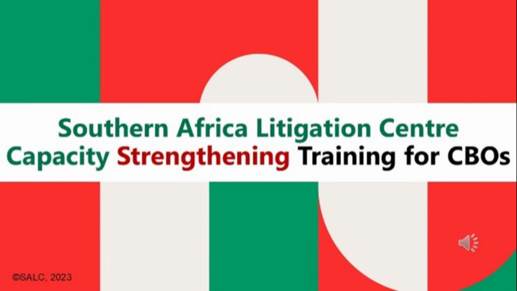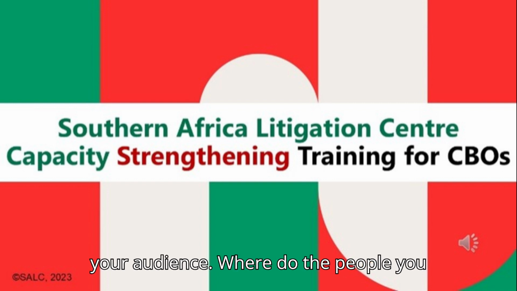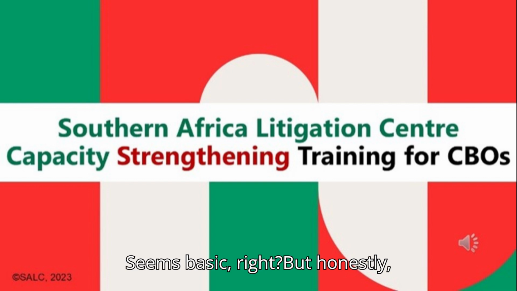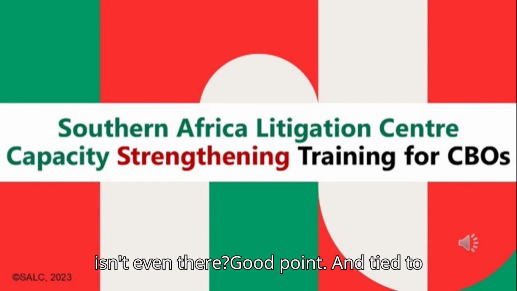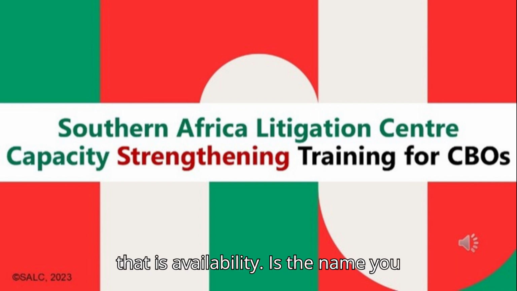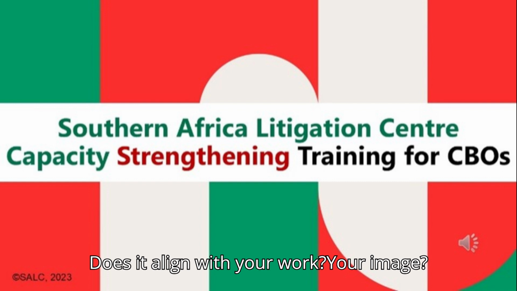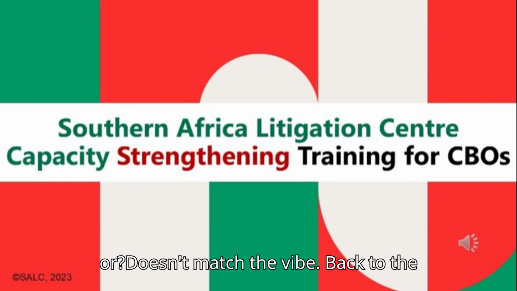Then they have this really handy checklist. First up, know your audience. Where do the people you want to reach actually hang out online? Seems basic, right? But honestly, organizations sometimes miss this. Why be on a platform if your target audience isn't even there? Good point. And tied to that is availability. Is the name you want actually free? And does it really fit? Does it align with your work, your image? You might love a name, but if it's taken or doesn't match the vibe? Back to the drawing board.